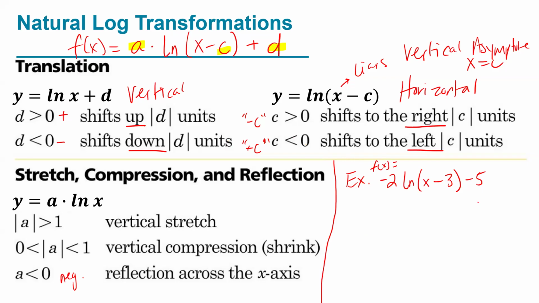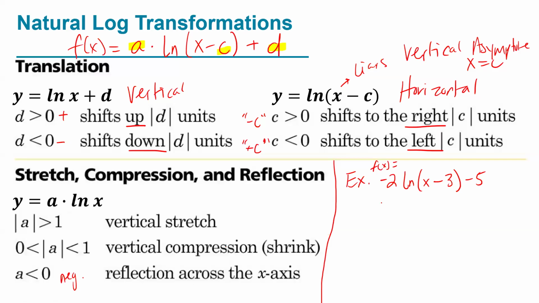From this function, I want you to identify the A, the C, and the D, and describe in words what that means transformation-wise. Is the function from the parent function going up, down, left, right? Is it stretching, compressing? Is it reflecting? Okay, so step 1, we identify our A, our C, and our D, and then we're going to describe what is happening to this function. Okay, and go.